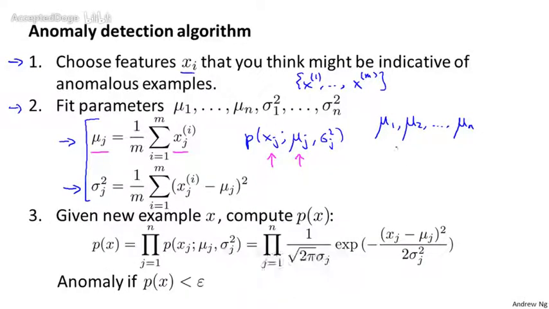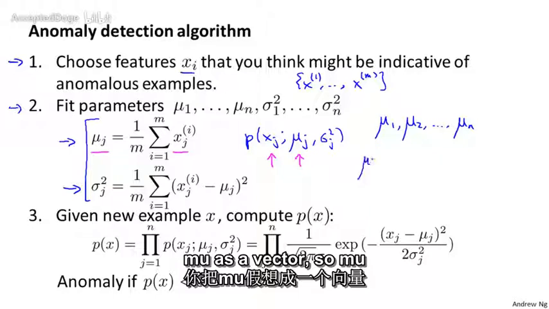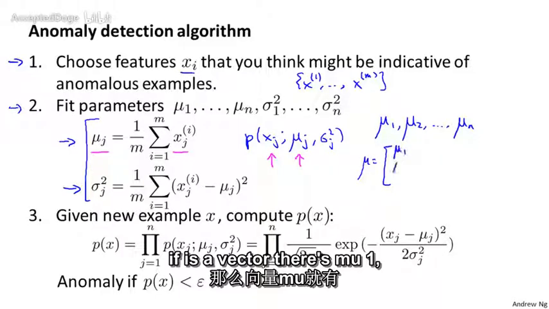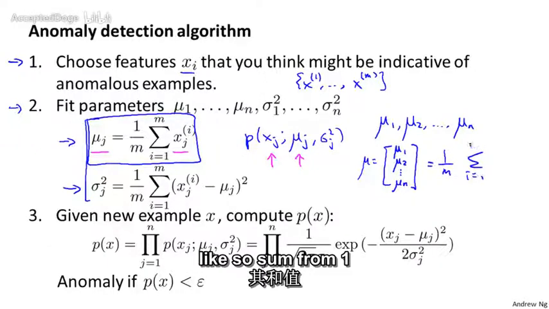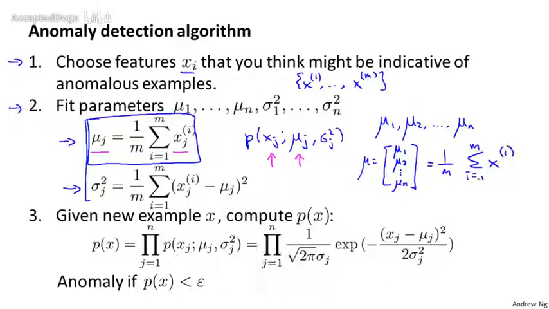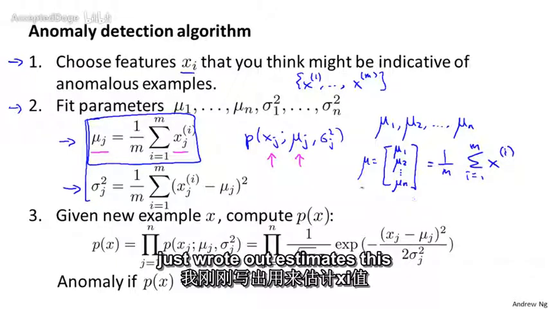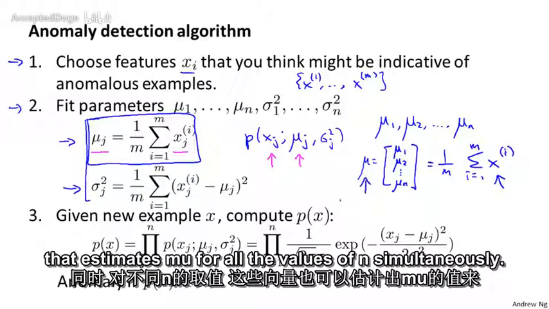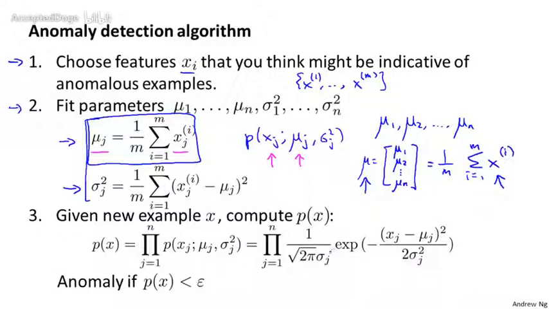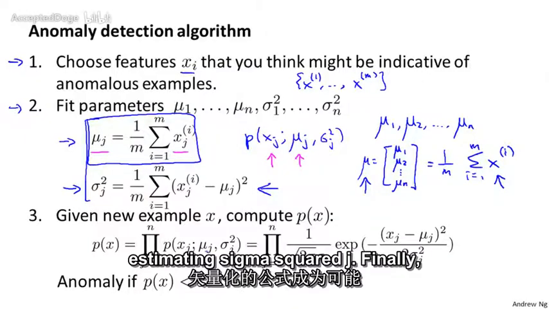It's also possible to come up with vectorized versions of these. If you think of mu as a vector, mu1, mu2, down to mu n, then a vectorized version of that set of parameters can be written as the sum from i equals 1 through m of xi. Where these xi are the feature vectors, this formula estimates mu for all the values of n simultaneously. And it's also possible to come up with a vectorized formula for estimating sigma squared j.